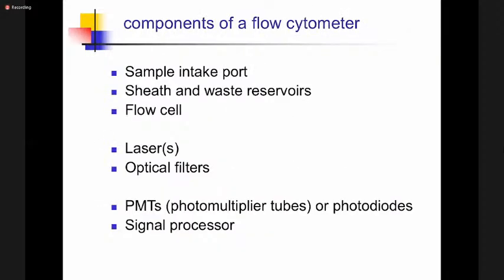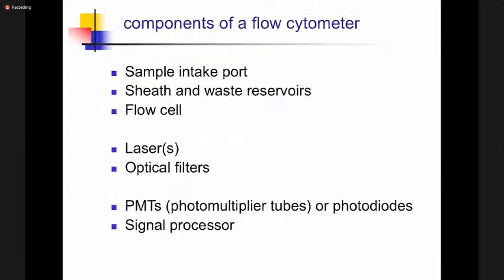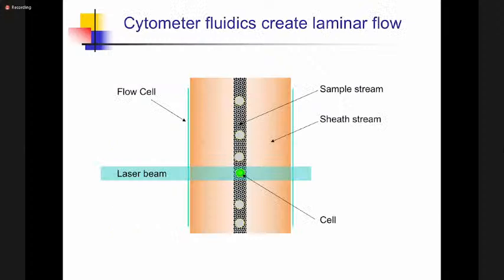Then you have got the optical filters, which filter according to the wavelengths of the light. Then you have got the photomultiplier tubes or photodiodes, and then the signal processor, the detection system, as it occurs in, say, the computer. And this is what it is.